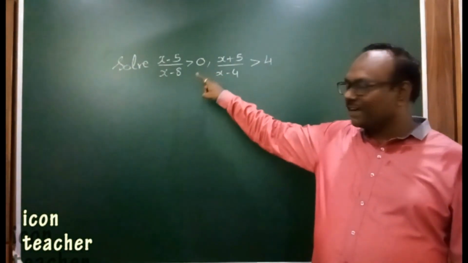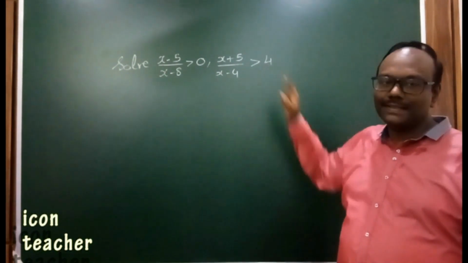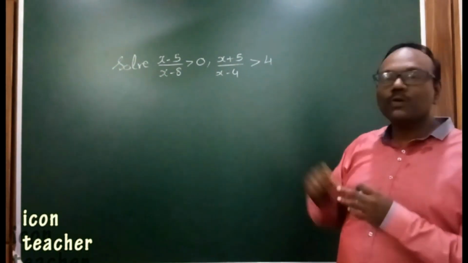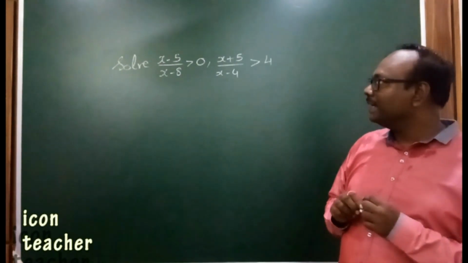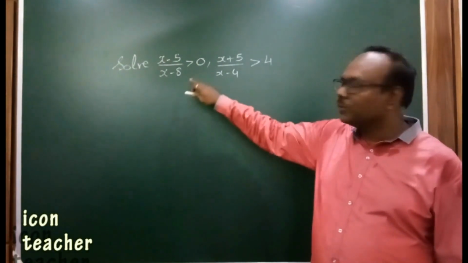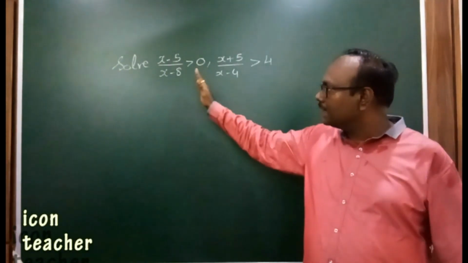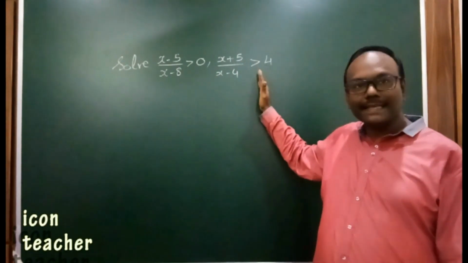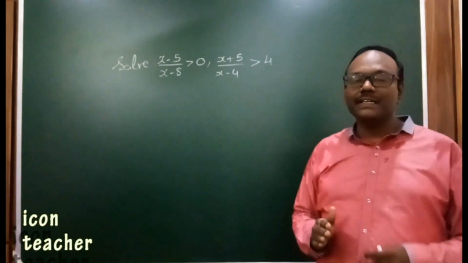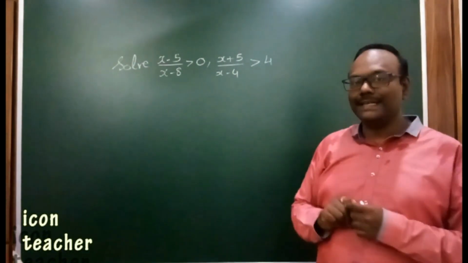Solve (x minus 5) by (x minus 8) greater than 0, (x plus 5) by (x minus 4) greater than 4. When we are given more than one inequality, the solution to the system will be a common solution to both the given inequalities. So first we solve the first given inequality, followed by the second given inequality, and find the intersection of the solutions of the first inequality and second inequality.